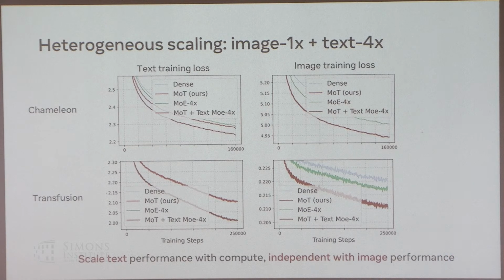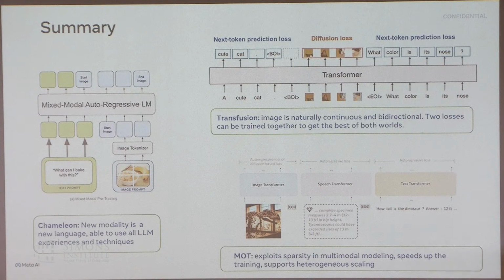Okay, so I think the jury is kind of out on how to best do all of this, but we're making good progress, and we're iterating through these different types of models. So we saw the Chameleon model, we saw the Transfusion model.